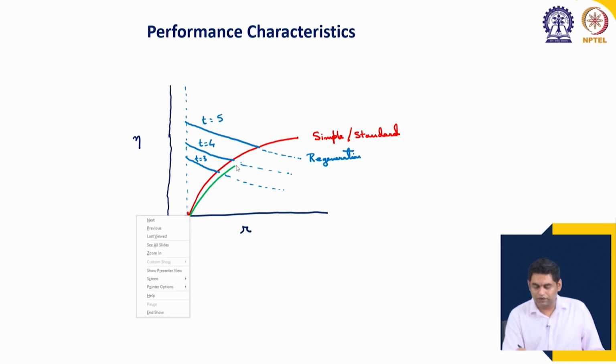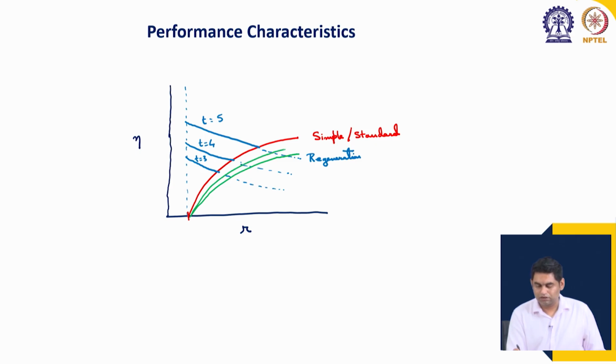So, it is lower compared to that of the standard cycle, but is a function of temperature ratio. So, with increasing temperature ratio we approach the standard cycle efficiency, but can never reach the actual value. So, this is for reheat.